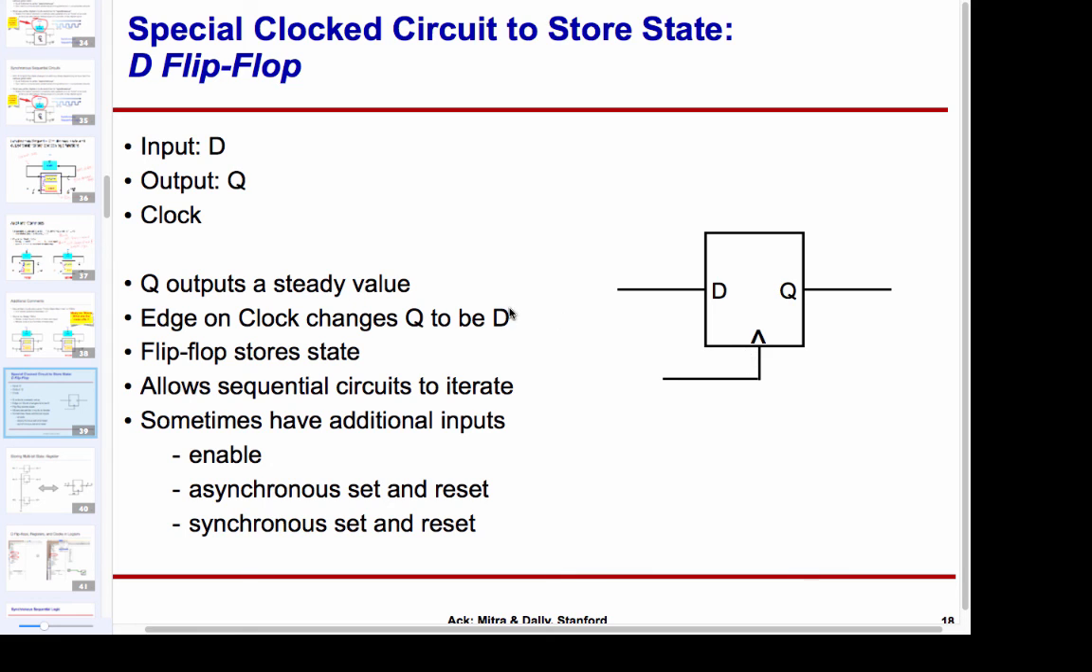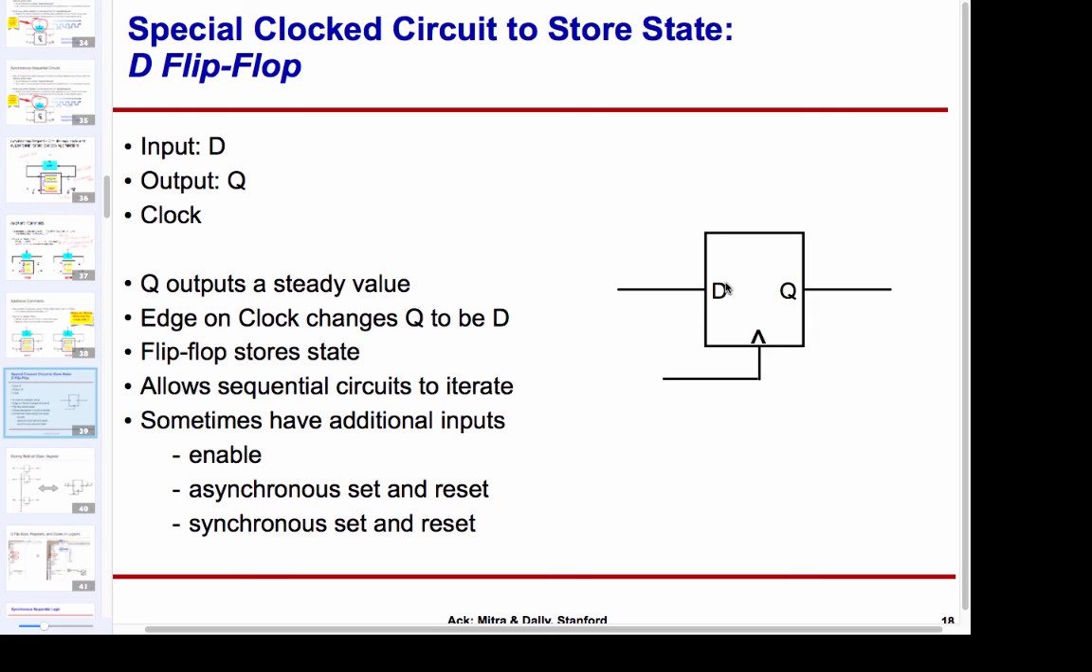Whenever there is an edge on the clock, that is whenever this clock ticks, then at that point in time, whatever is the value on the D inputs is stored in the flip-flop, stored in this circuit. And Q always follows whatever is stored in the circuit. So the Q is always following the memory, and the memory is being updated at every clock tick based upon whatever is on D. So this is storing 1 bit of state.